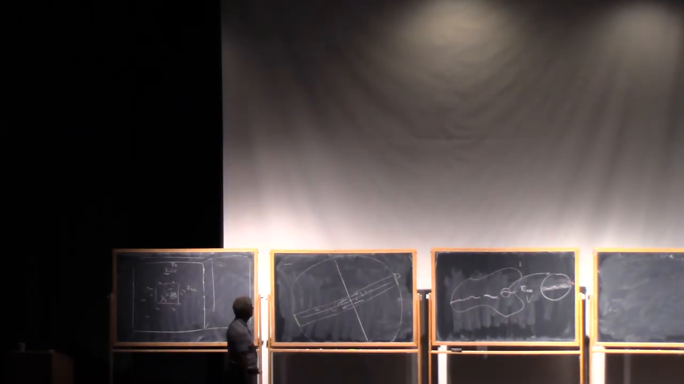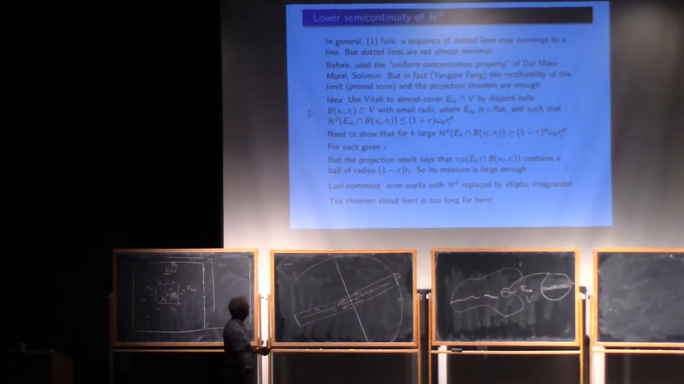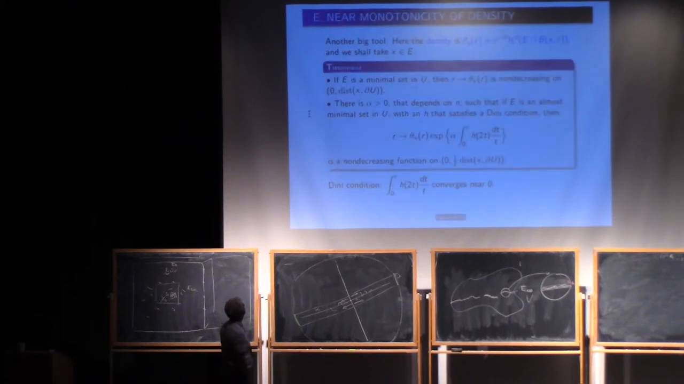Why does this thing... Lower semicontinuity. Monotonicity of density. So for this part, I think I will also try to go a little bit faster than I intended to. So again, we stop a second. Now we can take limits of sets, and we can take limits in Hausdorff measures.